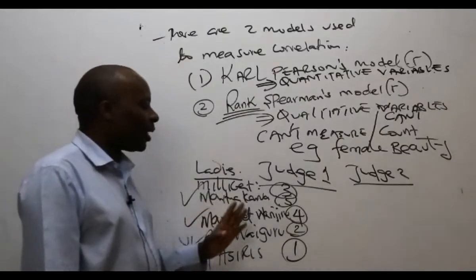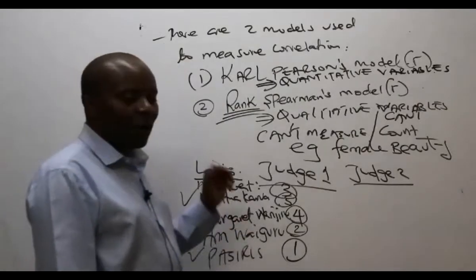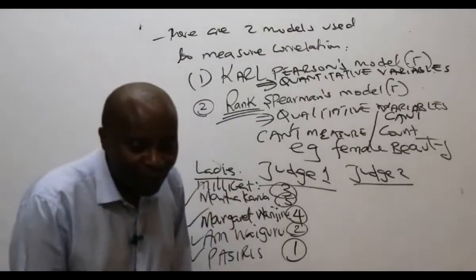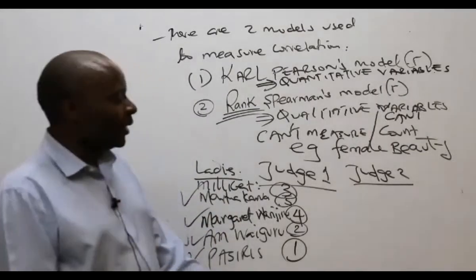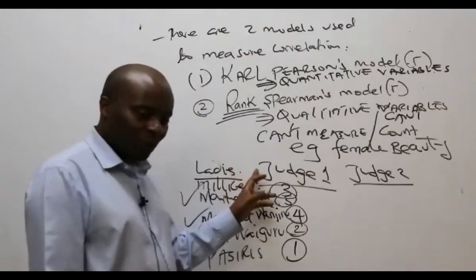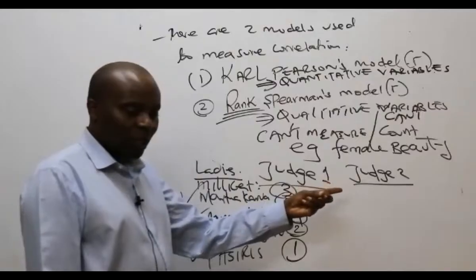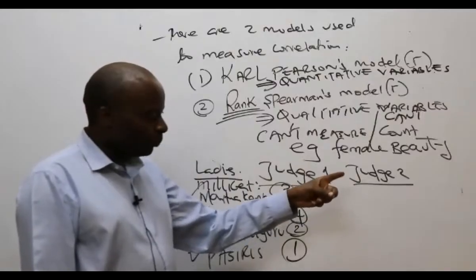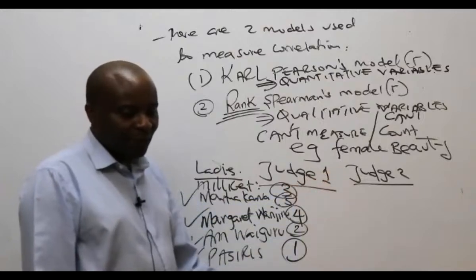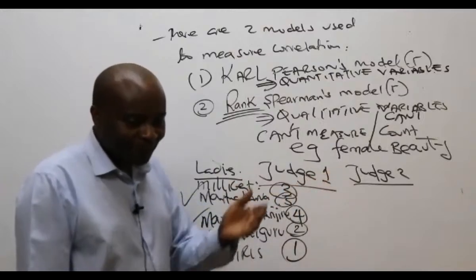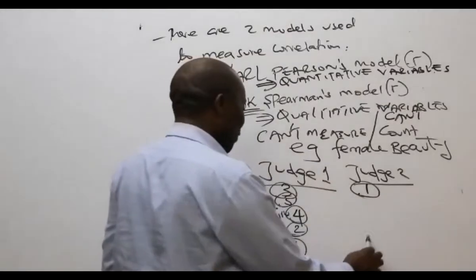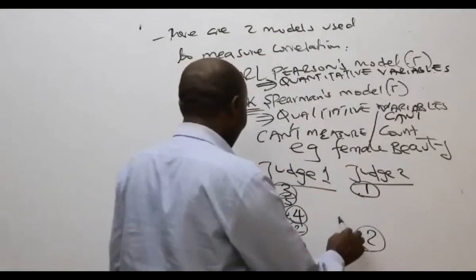This is a female beauty contest. How about judge number 2? Judge number 2, he said, is Brian. Brian, very fast, please give me. Remember, what may be beautiful to Gibson may not be beautiful to Judge 2, may not be beautiful in this case here to Brian. So Brian, please give me your rankings very fast. So Millicent number 1, Pasaris number 2, Waiguru number 3.